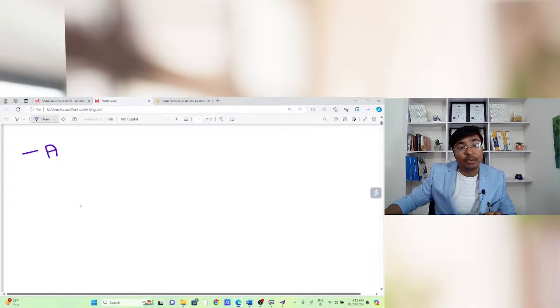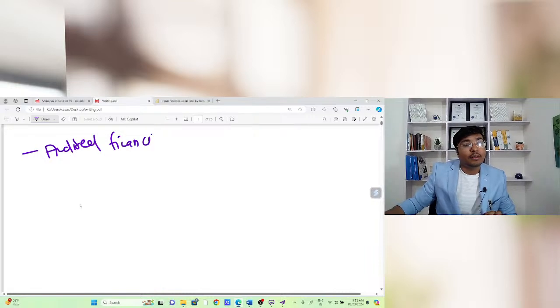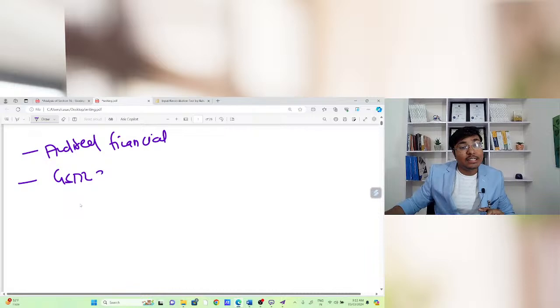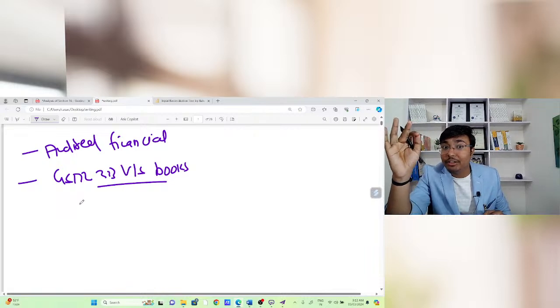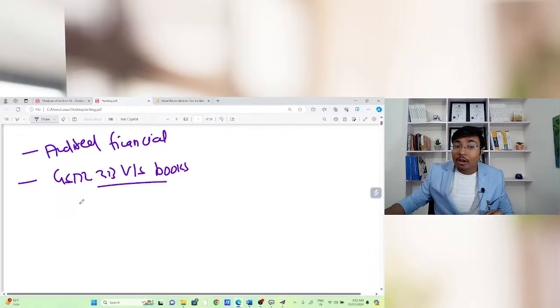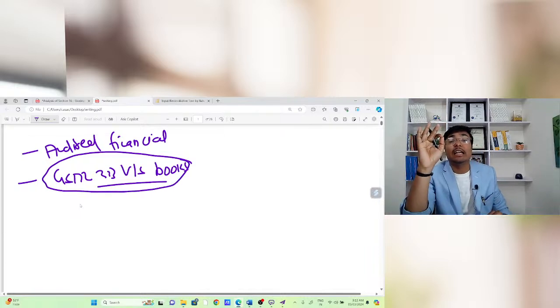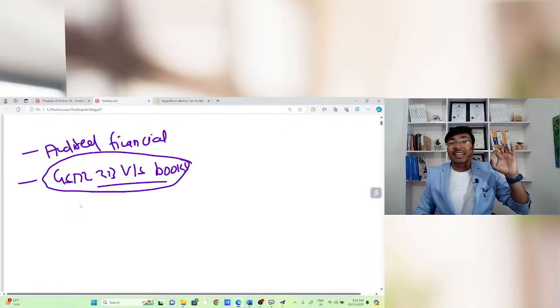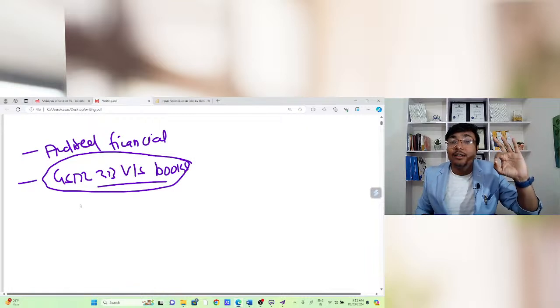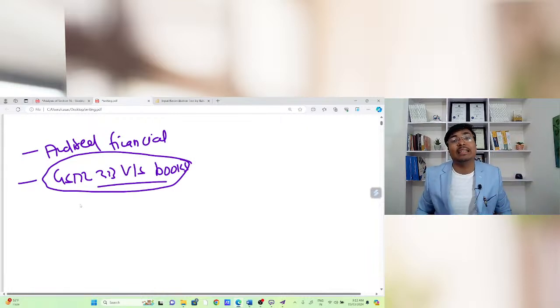Two things are important. One is the audited financials, and another is your GSTR 2B versus books. Why am I saying this? Not only from the perspective of eligibility of input tax credit, but from the analysis of the reconciliation of GSTR 2B and books, you can easily check the internal control of that particular business entity.